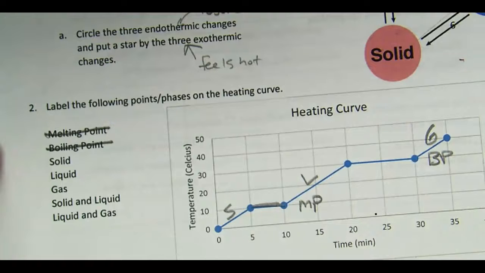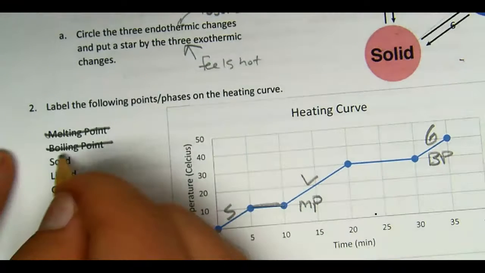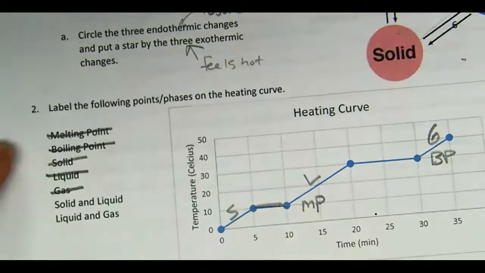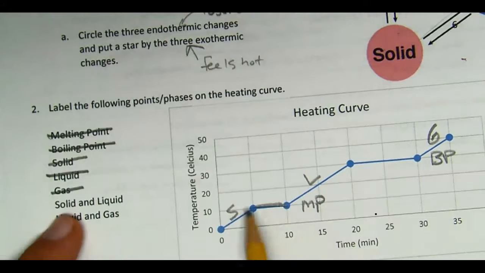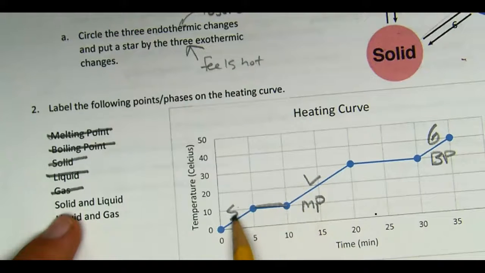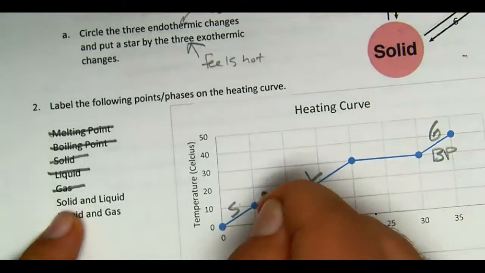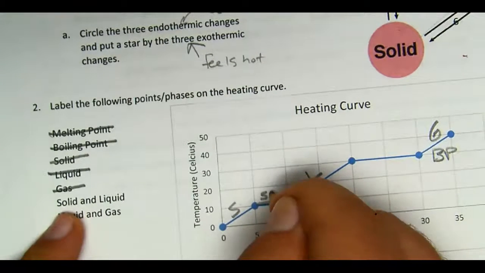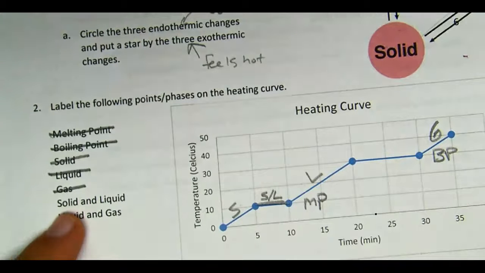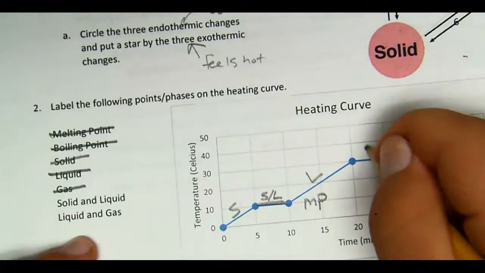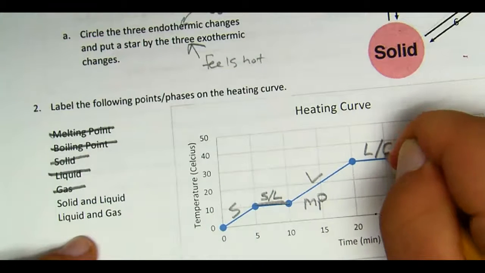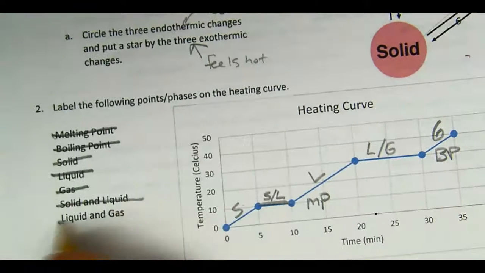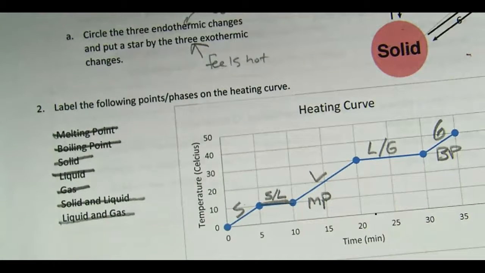Okay. Now, solid and liquid, it's going to be the line between the solid and liquid. So it's this flat line, solid dash liquid. And the same for the liquid and gas. It's going to be that line. Any questions on that? You feeling good?